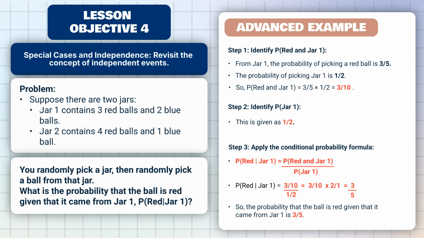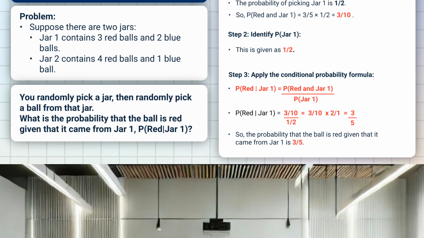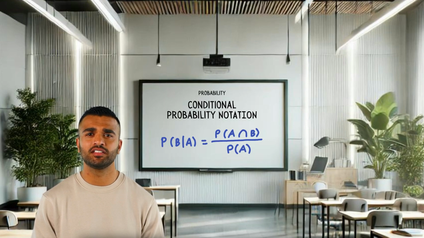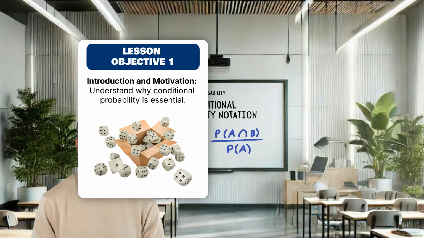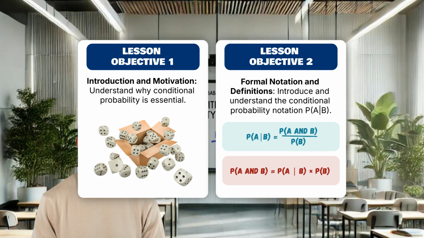By working through these examples, you should now be confident with conditional probability. In today's lesson, we delved into the concept of conditional probability, an essential tool for understanding the likelihood of events given the occurrence of another event. We started by defining the notation P(A|B), which represents the probability of event A occurring given that event B has occurred. We then introduced the core formula for conditional probability, which is the probability of A given B equals the probability of A and B divided by the probability of B.